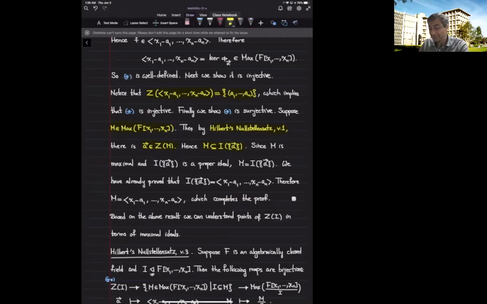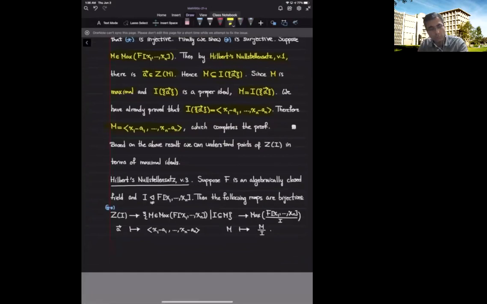M is a maximal ideal. This is a proper ideal. So they should be equal. This is a proper ideal, and M is a maximal ideal, which is contained inside this proper ideal. So I need to have equality. And that's exactly what we wanted to show. So we showed that every maximal ideal is of this form. Remember, this is precisely the kernel of evaluation at A, and this is exactly this. So altogether, we get that every maximal ideal is of this form, which means that this map is also surjective.